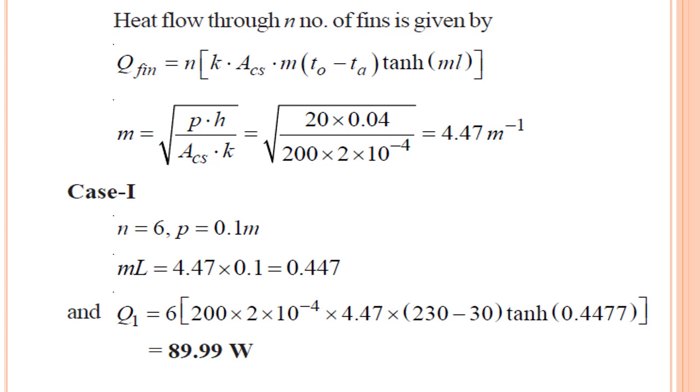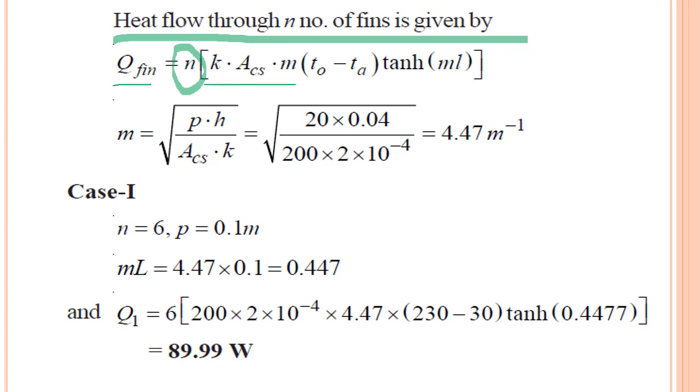So friend, here you can see the heat flow through n number of fins. So in the formula we are multiplying n also. This is a very important thing. Otherwise the formula is known to us: Q fin equals K into cross section area into M into T0 minus TA into tanh ML. But important is n we have to add because we are talking about number of fins. So what is M? That is fin constant, and that value is under root of hP divided by AK.